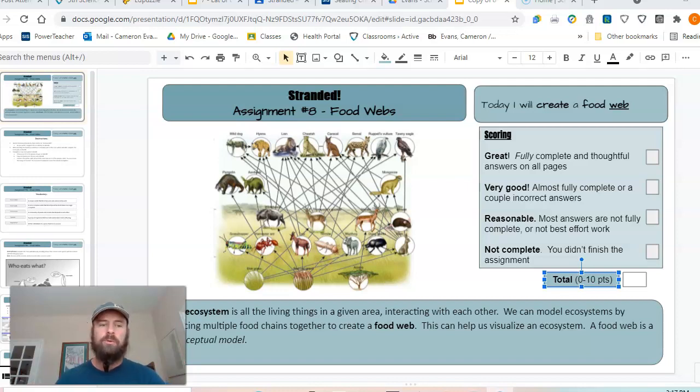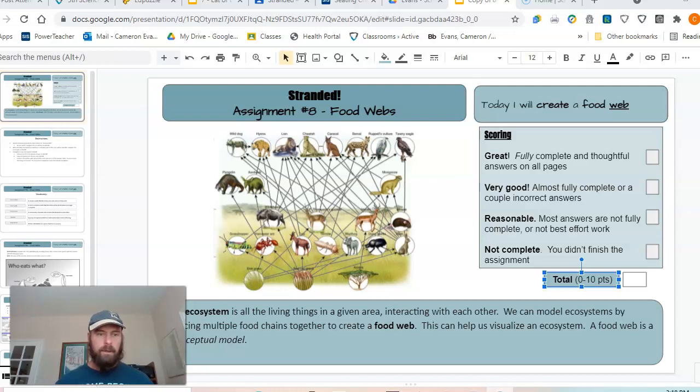And today you are going to create a food web. In our last assignment, you created a food chain. In fact, you created 5 of them. Today, we're going to create food webs, and they are different. And we're going to talk about the difference between a food chain and a food web.